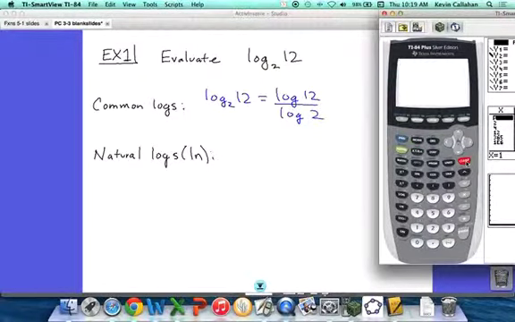Clear. Log of 12, make sure that you close it off. Otherwise, it's going to be putting everything inside the logarithm on top, and you don't want that. So close off log of 12 divided by log of 2. That was wrong, clear. Log of 12 divided by log of 2. 3.585.